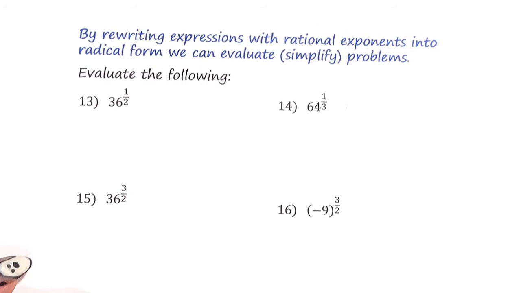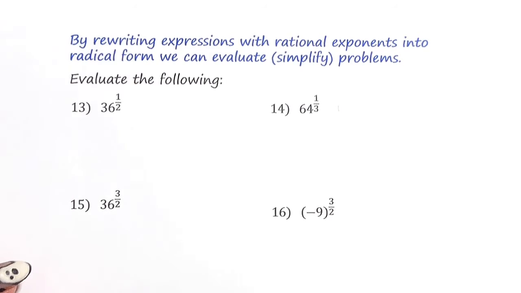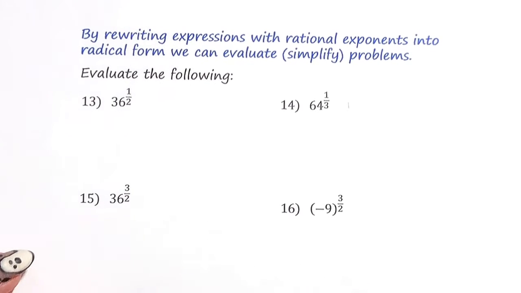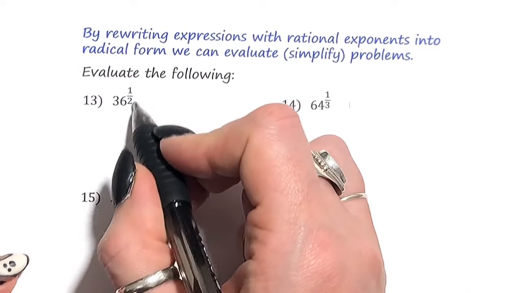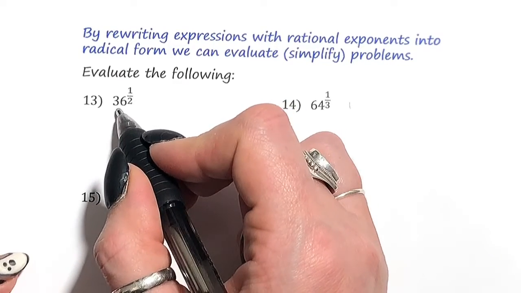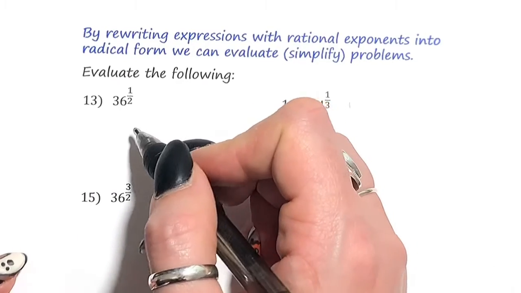Let's just do a few more. This time, we're actually going to evaluate, which means they want you to actually simplify and get the number, not just leave it written in either radical form or exponent form. So sometimes when we have these exponents, it's kind of hard to think, what does 36 to the power of 1/2 mean? But when we put it into radical form, it might make more sense.